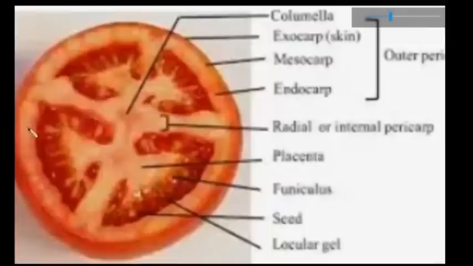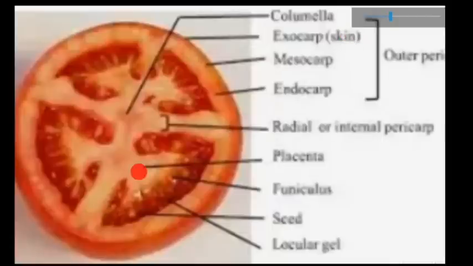You see it now. We have the columella here, and then the exocarp, the outer coating here. The coating underneath the exocarp is the mesocarp, and then we have the endocarp as well. So all of those form the sheet or the membrane of the tomato plant.